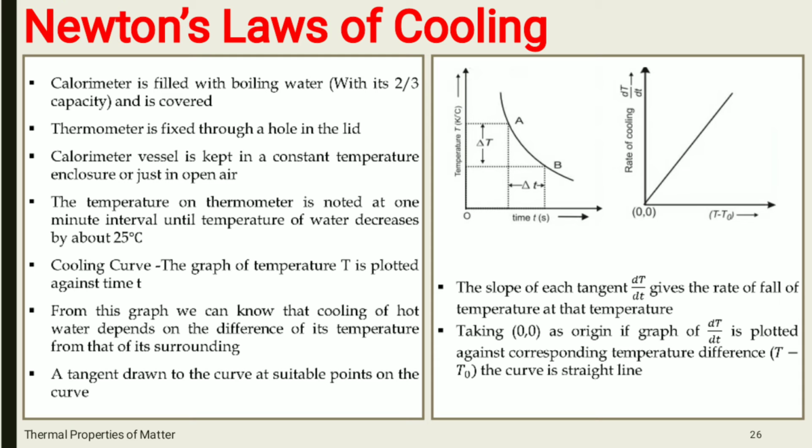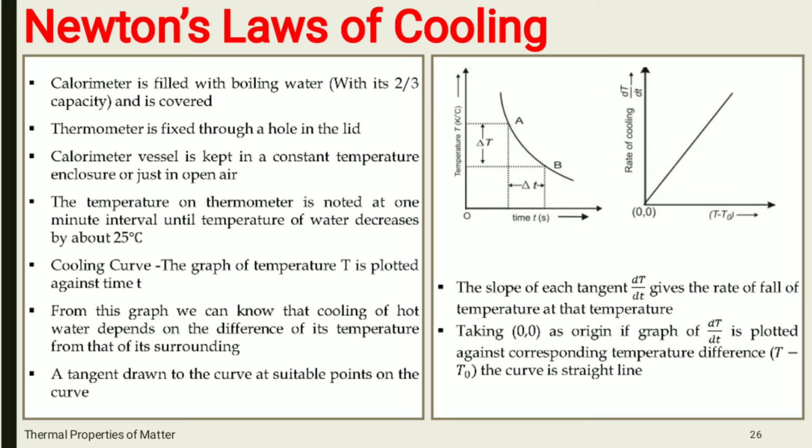We are not filling it fully. We pour hot boiling water into the calorimeter up to 2/3 capacity, and it is covered. A thermometer is fixed through the hole in the lid. Whatever cover we use, there will be one hole in which we can put the thermometer. And the bulb of the thermometer should be fully immersed in the water.